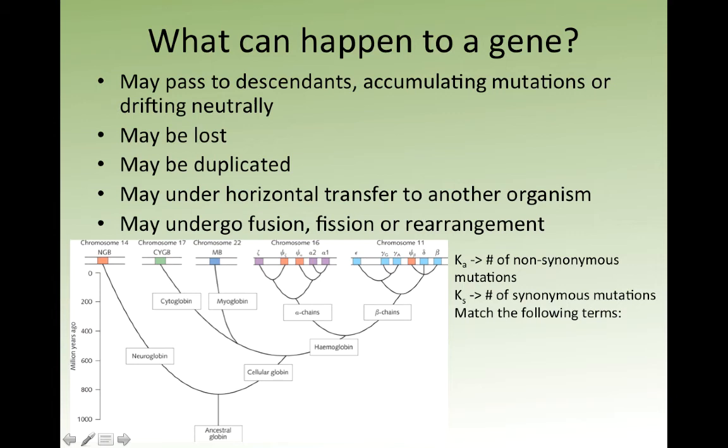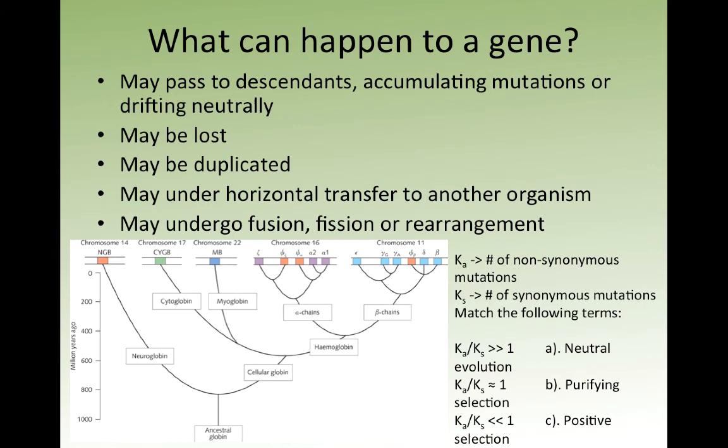We talked about this in class before, but can we match up these terms? If the non-synonymous mutation rate is a lot bigger than the synonymous rate, does that mean it's neutral evolution, purifying selection, or positive selection driving this process? If they're approximately equal, are we looking at neutral, purifying, or positive selection? And if we have a lot more synonymous mutations than non-synonymous mutations, are we then looking at neutral, purifying, or positive selection? You should be able to answer that, by the way. That's something that you guys should be able to tell me.